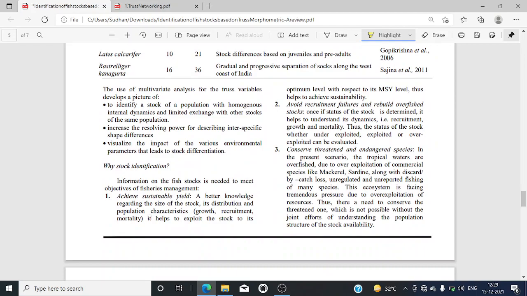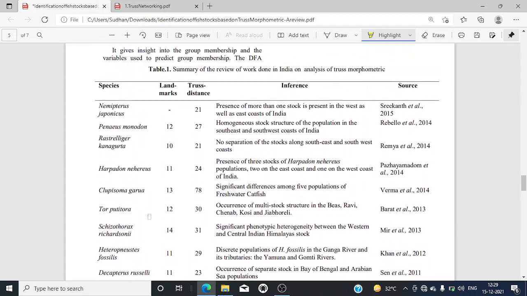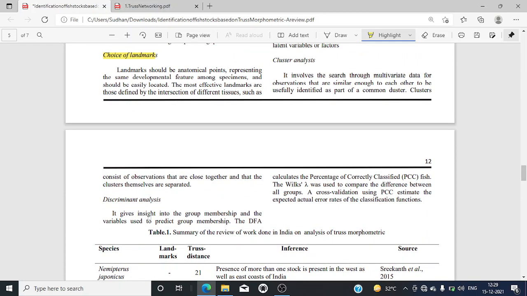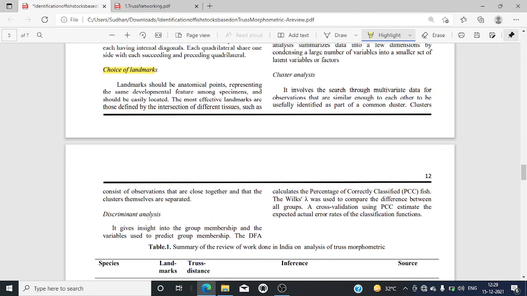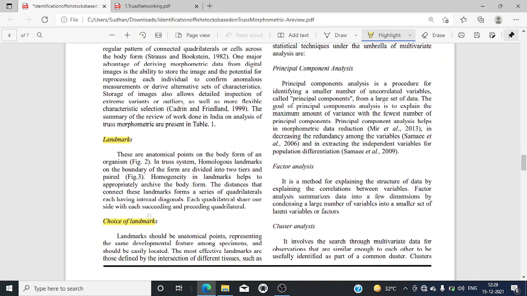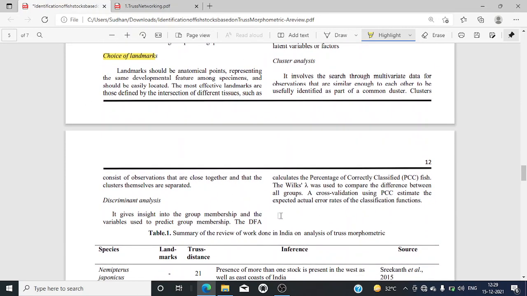After fixing, or after conversion of this data, from photo to util form to dig form, and dig form to PAST distances, you need to go for analysis like either principal component analysis, factor analysis, cluster analysis, or discriminant analysis to locate or to distinguish the different stocks of the species.